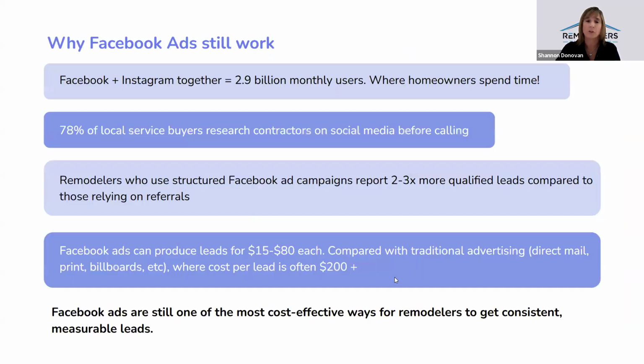Okay, so let's get down into the meat of it. Why do Facebook ads still work to begin with? Well, first of all, this is where homeowners are spending their time. There's 2.9 billion monthly users between Facebook and Instagram. And the age group that we're targeting, as we're going to talk about later, tends to be more on Facebook and Instagram than some of the other platforms.